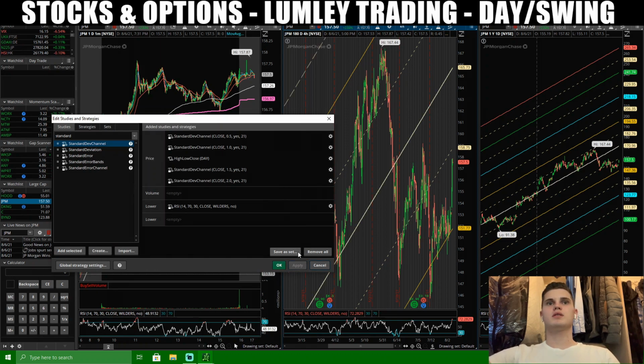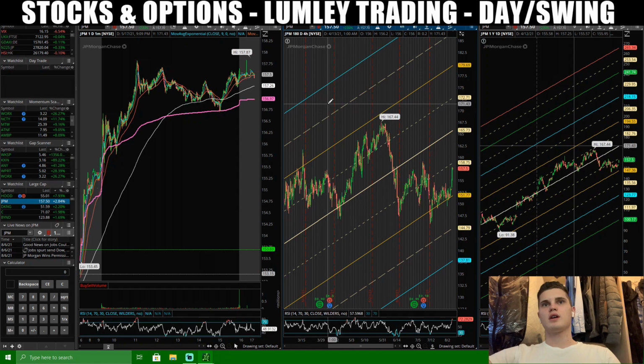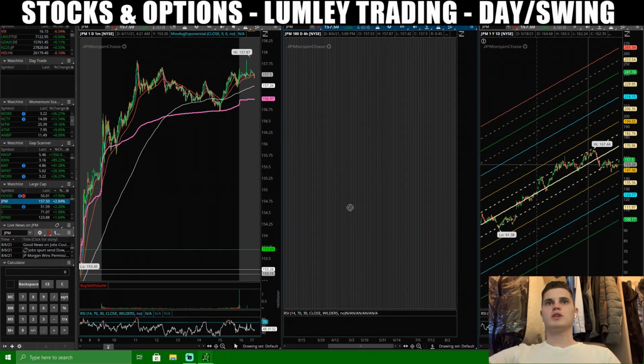Apply, and then you'll see, if we zoom out, we get these lines. So half deviation, first deviation, another half deviation, full deviation. So that's basically all you need. And then we'll load back into what I currently use.